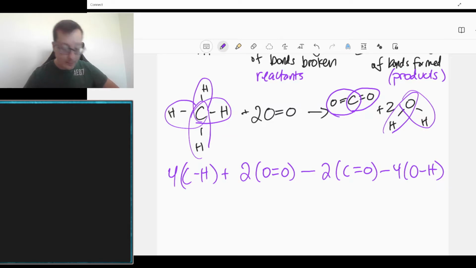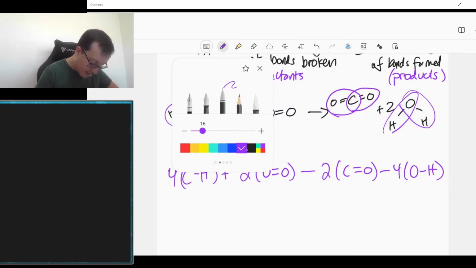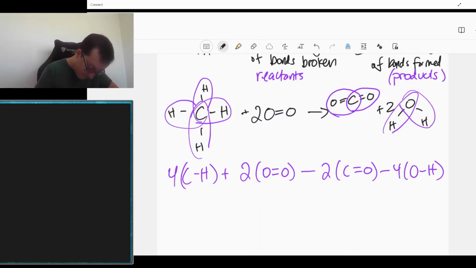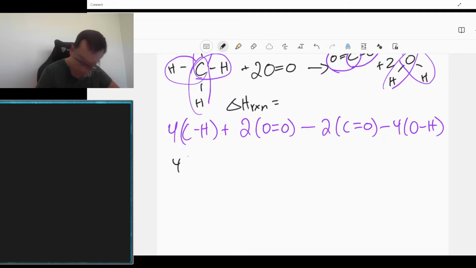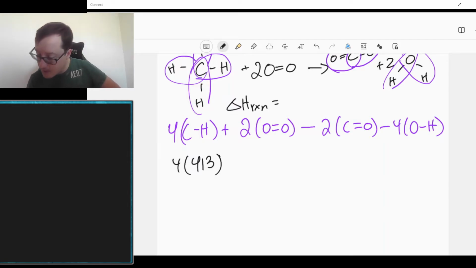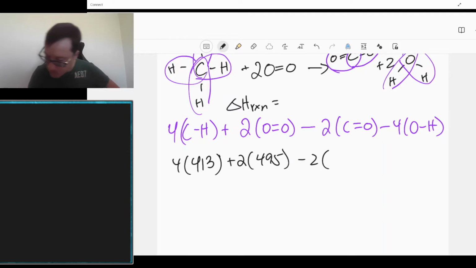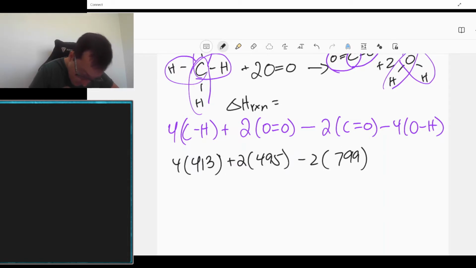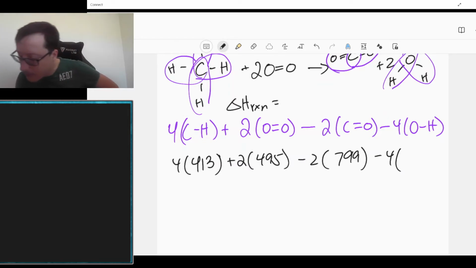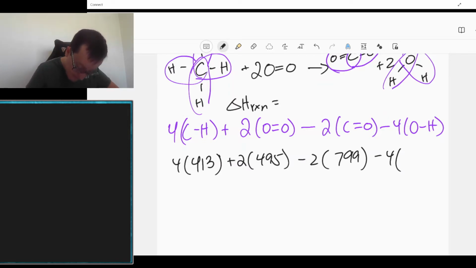And so now we just have to look up these numbers. And that'll be our delta H equal to this thing. So it'll be 4 times CH, which is 413. I'm going to ignore the units. This is all kilojoules per mole. O double bond O is 495. C double bond O, 799. And then OH is 463.